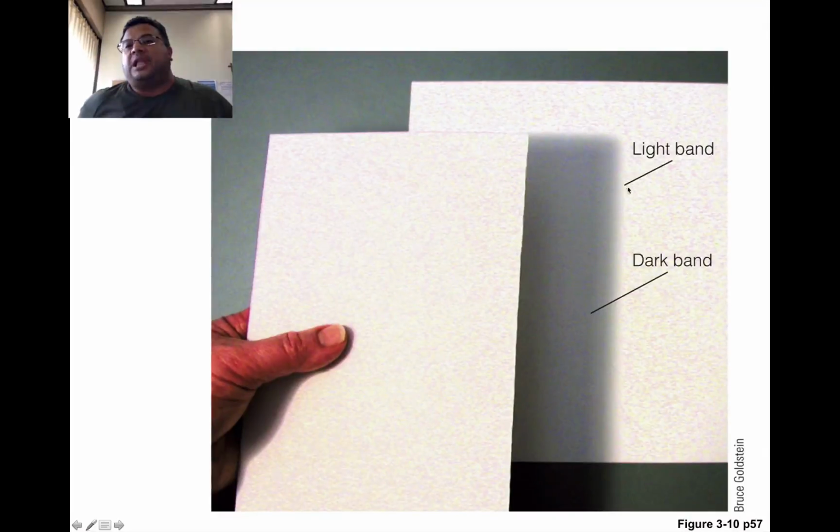So you have this lighter band here, because the receptors that are receiving this information right here are able to fire more. So here's the border. We'll call this the border. Oops, let me get my pen going again.